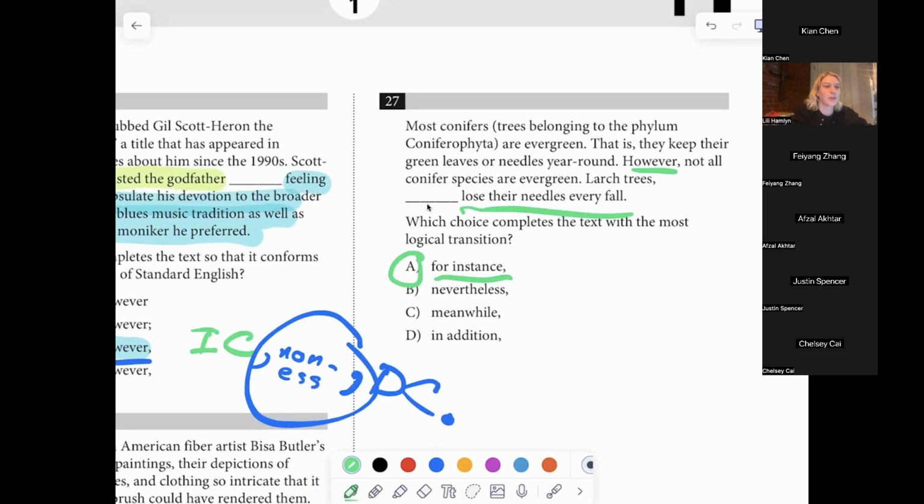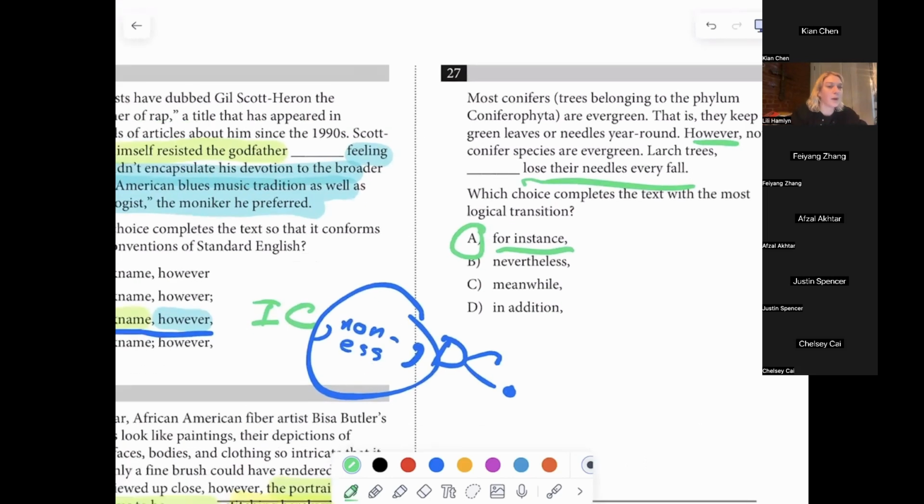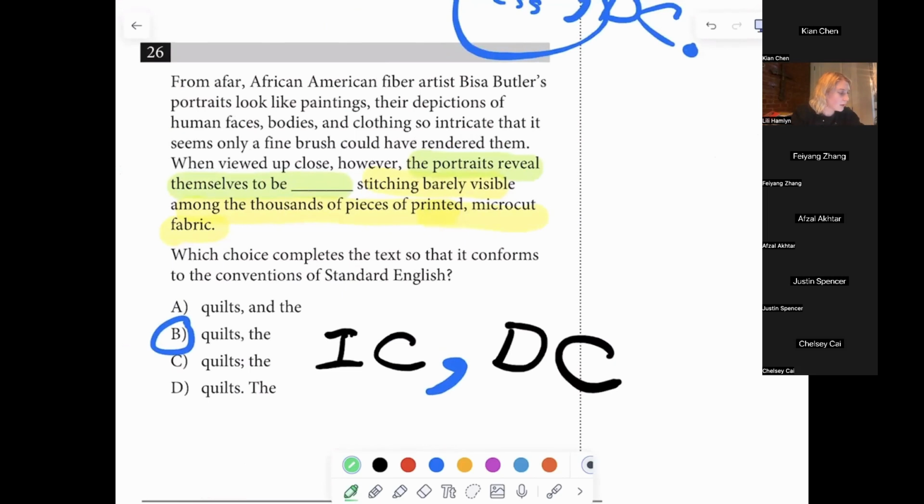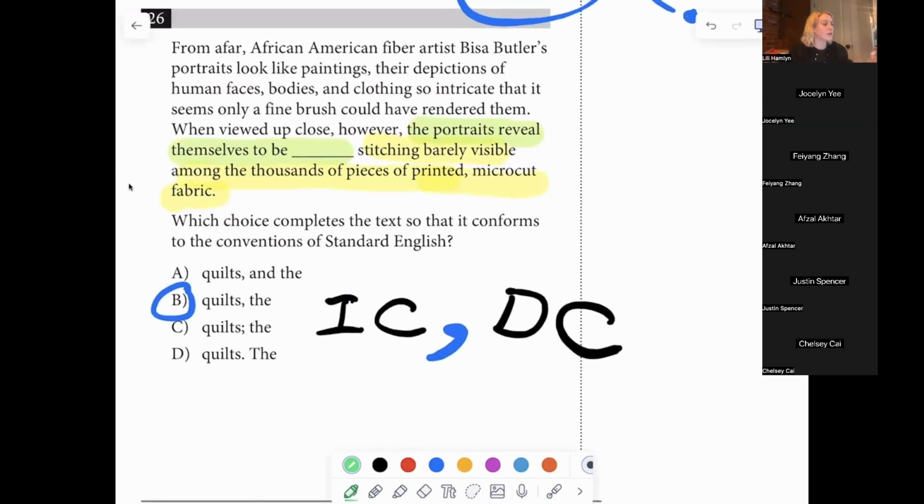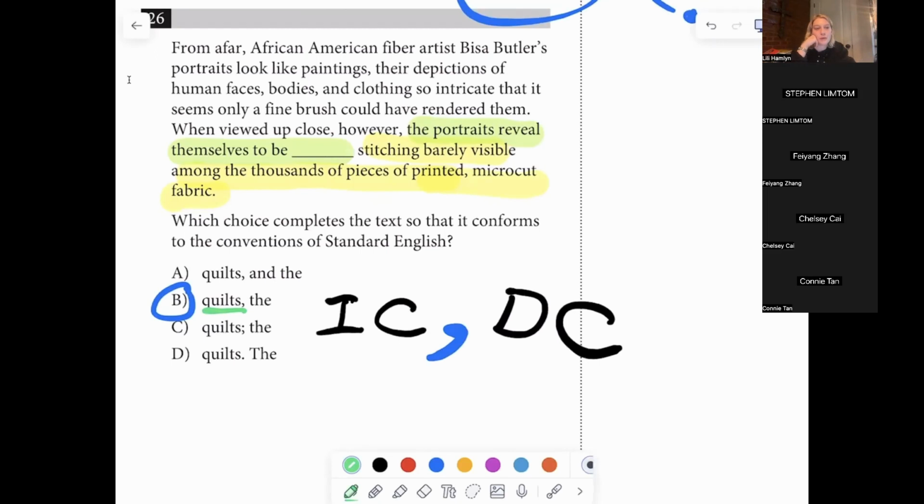Why was it a dependent clause? Sorry, Stephen, what number question was that for this one? Oh, this one. Yeah. Okay. So if we said the stitching barely visible among the thousands of pieces, there's no verb. It's not that the stitching is barely visible or the stitching was barely visible. It's just the stitching barely visible. So it's dependent. The portrait is supposed to be a quilt, and then it's a detail about the quilt, but it's dependent. It can't stand on its own because we don't have a verb. That makes sense, Stephen?